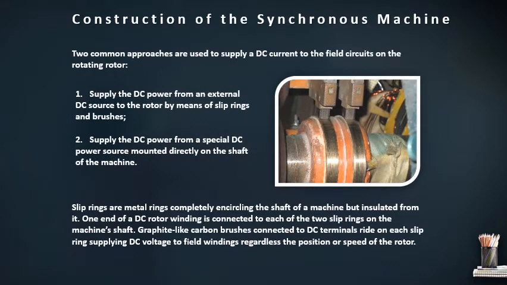So the next question that occurs in our mind is: how can we supply the DC to the rotor? The common approaches used to supply the DC current to the field circuit on the rotating rotor are: Number 1, supply the DC power from an external DC source to the rotor by means of slip rings and brushes. Number 2, supply the DC power from a special DC power source mounted directly on the shaft of the machine.